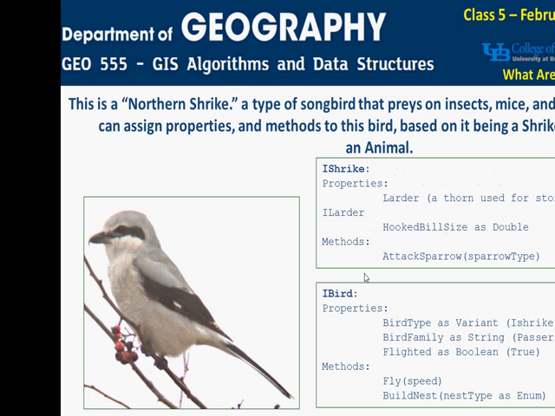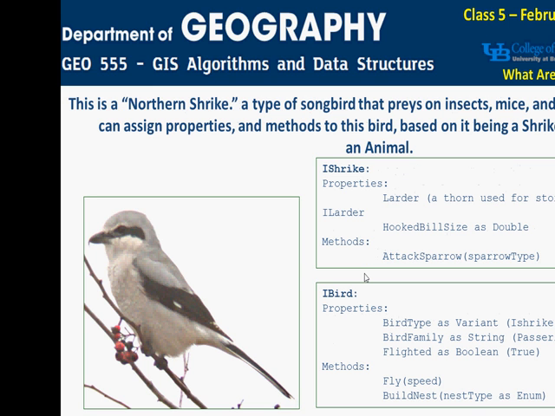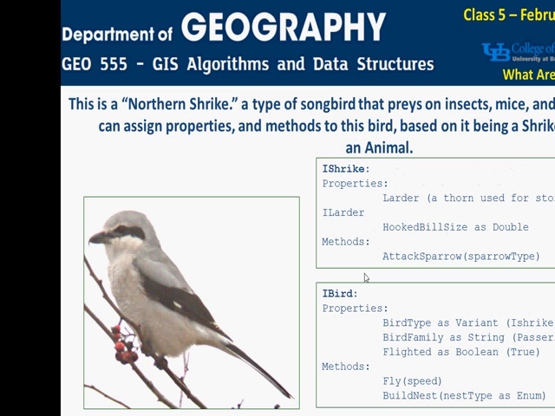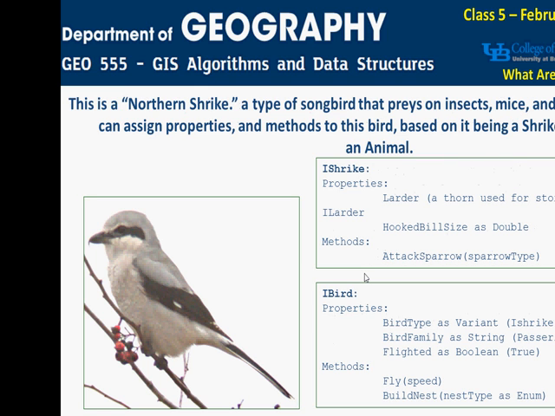And so for example here, hook bill was one of the properties on the I shrike. Here, I've declared a variable using I bird. So by saying that, I'm saying give me, but it's still a new shrike. Give me a shrike, and I'm going to use these properties and methods. Or finally, I animal kingdom, my bird. We're still setting it to a new shrike, but we're going to use the properties and methods on the interface I animal. That should say I animal, I guess, not I animal kingdom. It doesn't matter, it's just an example.